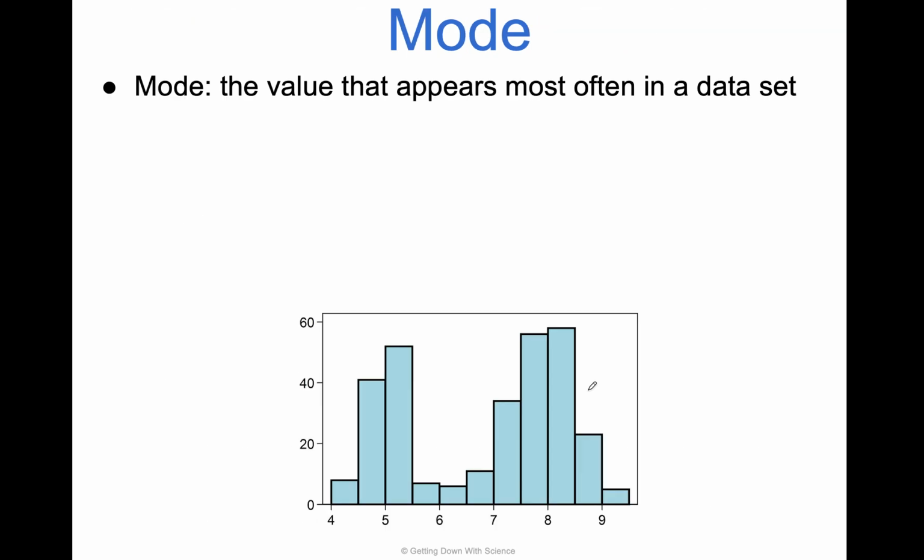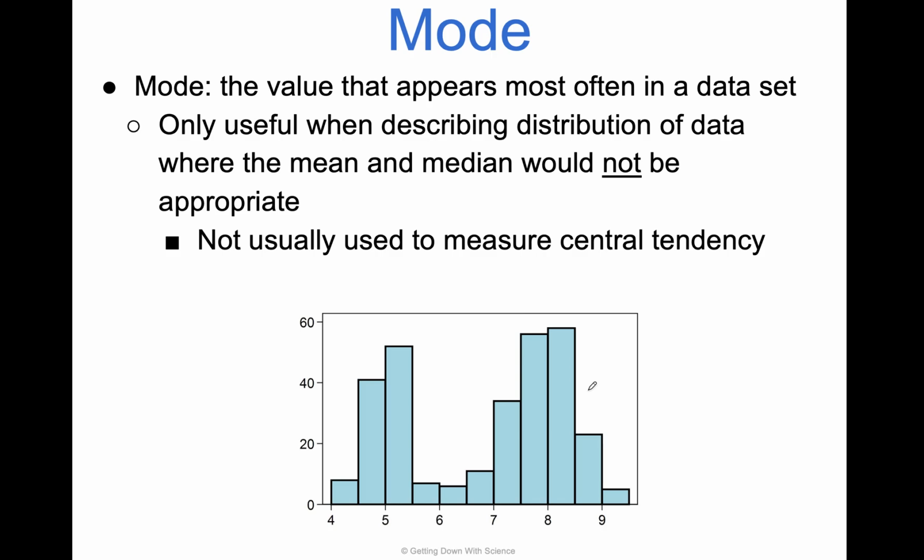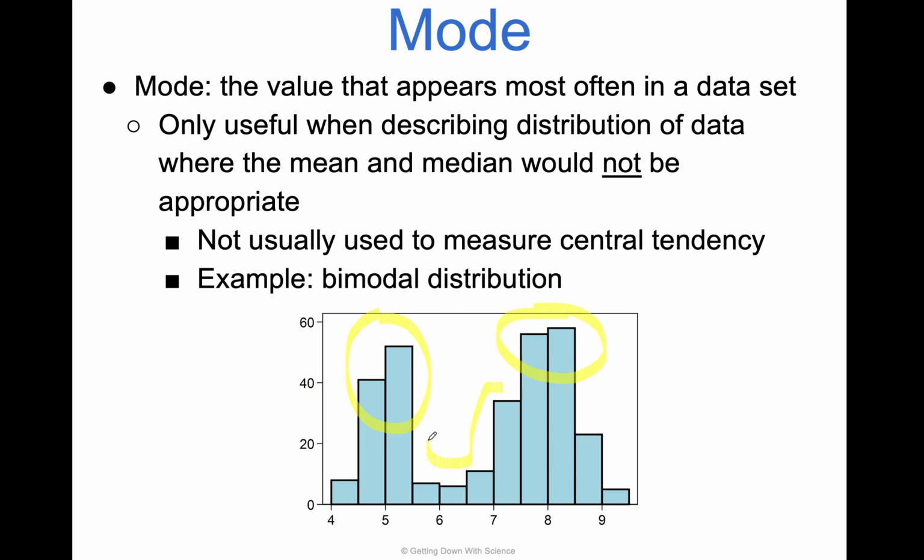All right, mode. The mode is the value that appears the most in the data set. It's only useful when describing distribution of data where the mean and median would not be appropriate. So this is like our last resort central tendency. Not usually used to measure the central tendency, but here we are. Bimodal distribution. So this is what we're looking at as a bimodal distribution: there's distribution here and there's distribution here, and then it sort of drops off in the middle.